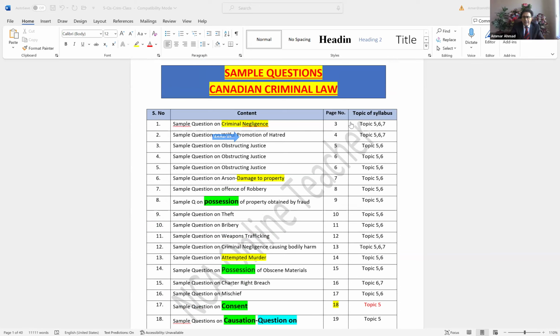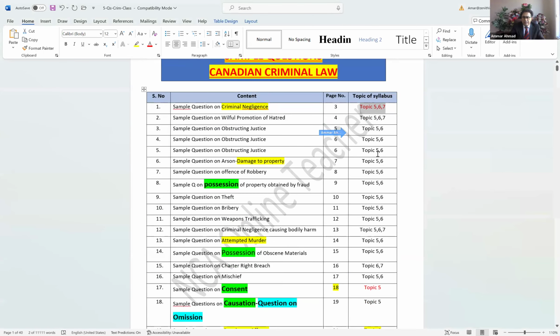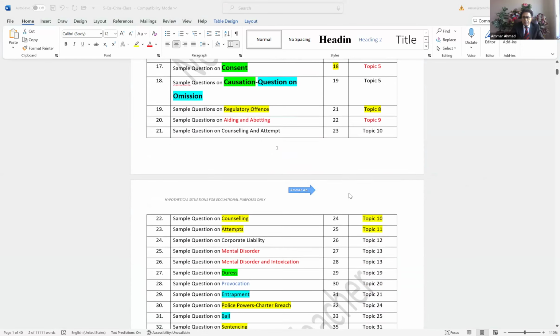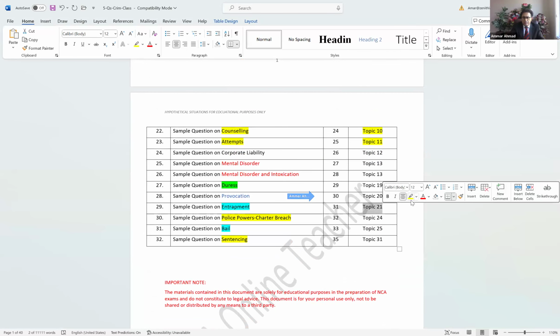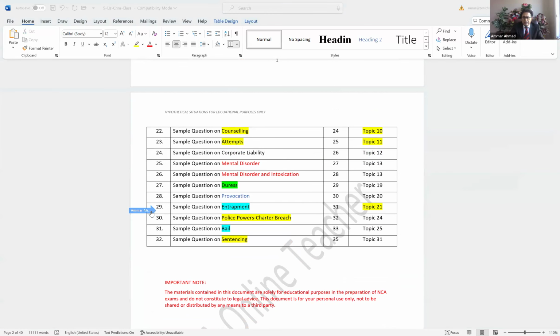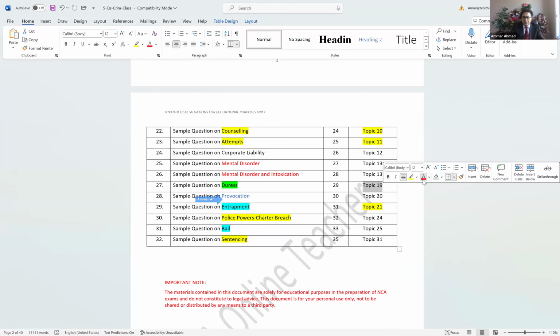This is the page number, and here the topics of the NCA syllabus are mentioned. For example, if you are looking for a sample question on topic number 5, 6, and 7 of the NCA syllabus, here is the list of those questions. If you are looking for a sample question on topic number 21, which in the NCA syllabus is entrapment, a defense in Canada, you will come here. This is question number 29, but this is for topic number 21. Likewise, if you are looking for a question on duress, which is one of the defenses, you will come here, and duress is topic number 19 of the NCA syllabus.